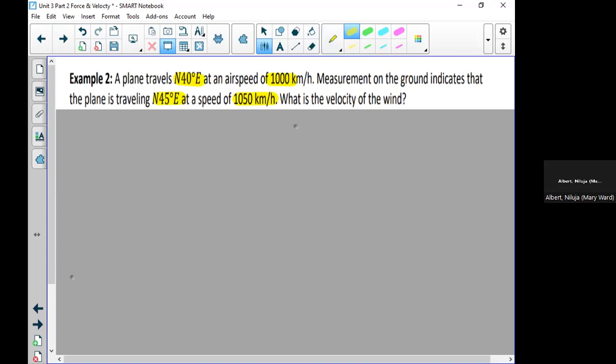And it's asking us for the velocity of the wind. So for this one, since they're giving us our bearing direction and speed magnitude, you're going to set up a 4-quadrant system, okay? North, east, south, and west. And I want you to try and draw where those two angles would be.